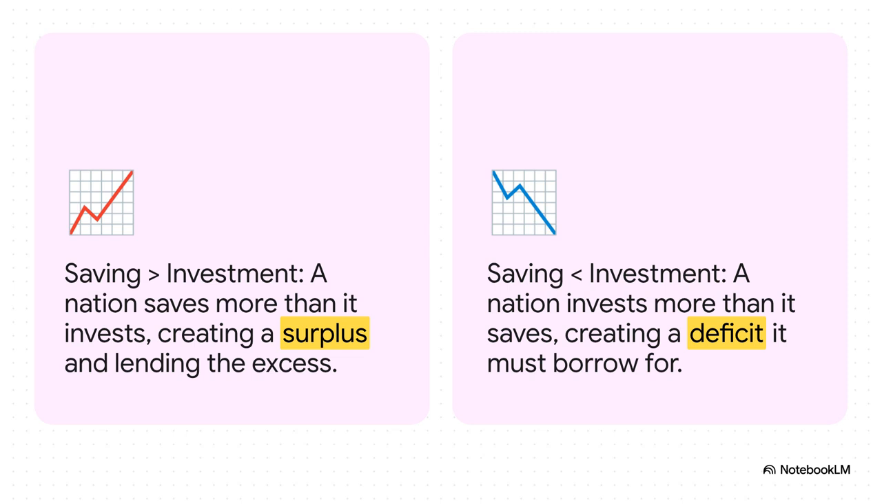And this lays it all out, right? There are really only two ways this can go. On one hand, if a country saves more money than it invests at home, what does it do with the extra cash? It lends it to the rest of the world. It becomes a global creditor. But if a country wants to invest more than it's saving, maybe it's building a ton of new infrastructure, it has to get that money from somewhere. It has to borrow it from the world, becoming a global debtor.